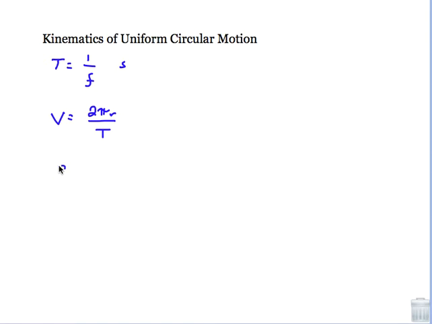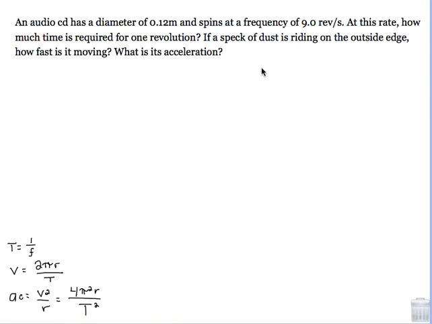And then to find the magnitude of acceleration, we have the velocity of the object and the radius of the circle to consider. And this equation is the same as if you used 4 pi squared times r over the period squared. Okay, so those are our equations for the kinematics of uniform circular motion. So let's do some problem solving.